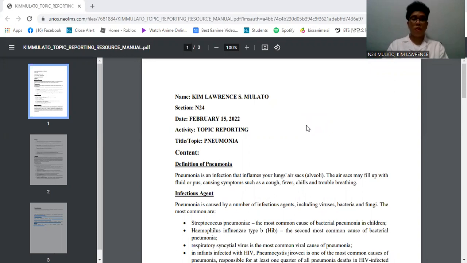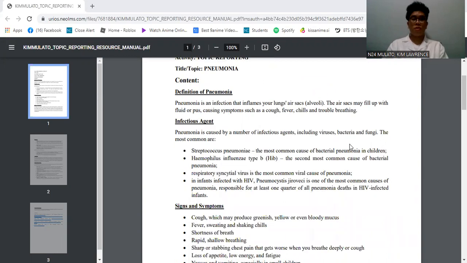Pneumonia. Here is the content. Definition of pneumonia. Pneumonia is an infection that inflames your lungs' air sacs or alveoli. The air sacs may fill up with fluids or pus, causing symptoms such as a cough, fever, chills, and trouble breathing. Infectious agent. Pneumonia is caused by a number of infectious agents, including viruses, bacteria, and fungi.